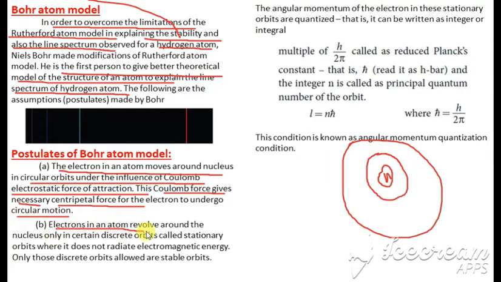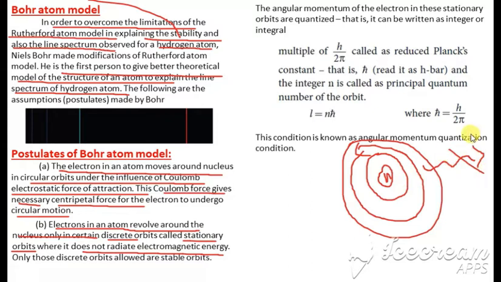Then, the electrons in the atom revolve around the nucleus only in certain orbits. These orbits are called stationary orbits, where the electron does not radiate electromagnetic energy. Only those orbits are called stable orbits.